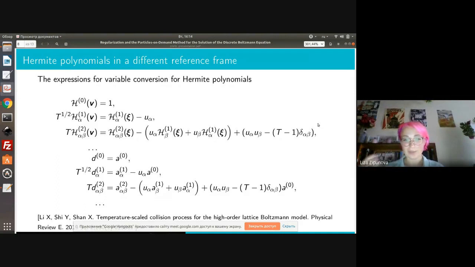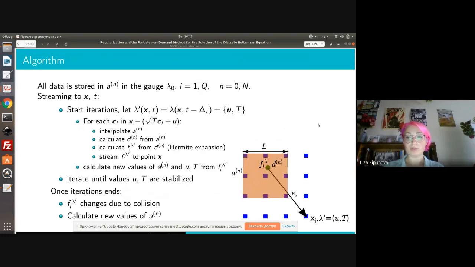So we have the following algorithm of calculations. All data is stored in moments A in the standard gauge. For each mesh point at each time step, streaming starts with the predictor, a new prediction of a new gauge, as a gauge from the previous time step. Using the gauge, we calculate the point from which we stream.